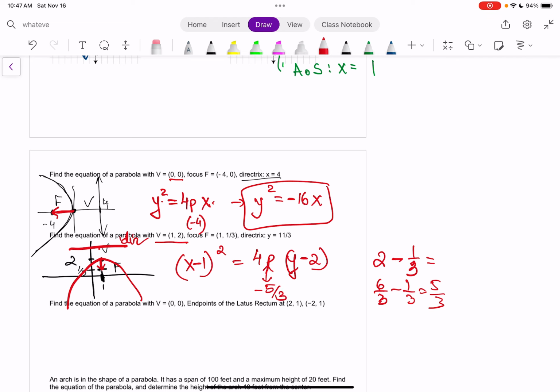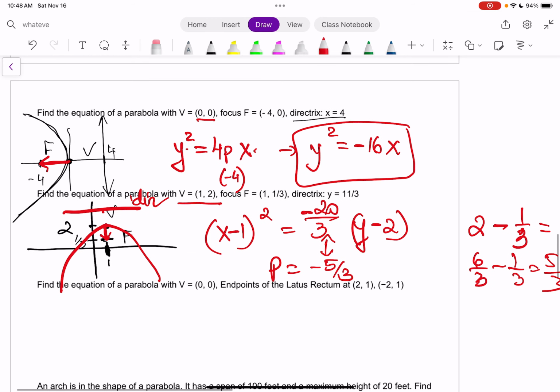Where do I write that? I'll just erase it. So 4 times negative 5/3 is negative 20/3, by the way. Okay. All right. So again, from here to there is 1 2/3, which is 5/3. And then if you go in 1 2/3 in the opposite direction, you will find the directrix at 11/3.